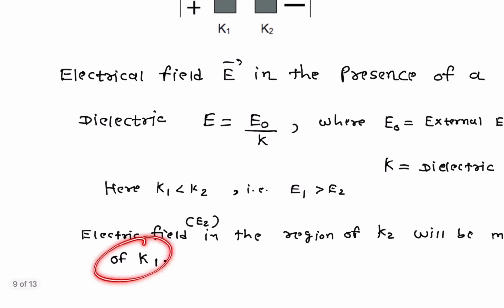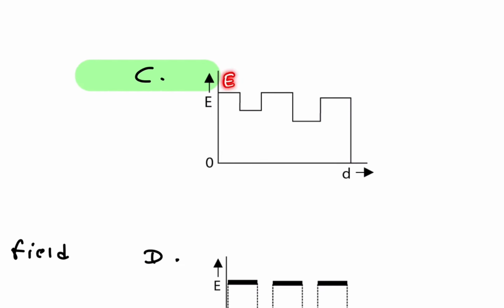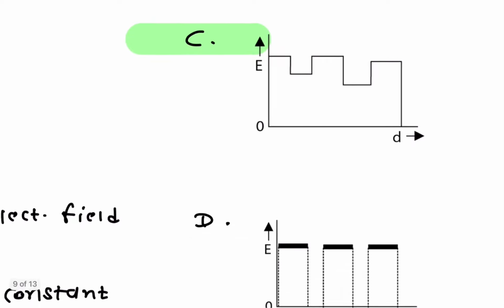So the answer is C, because here E1 is more than E2 due to K2 being greater than K1, that's why E1 is greater than E2. So the electric field in this region is higher as compared to this region, that's why option C is correct.